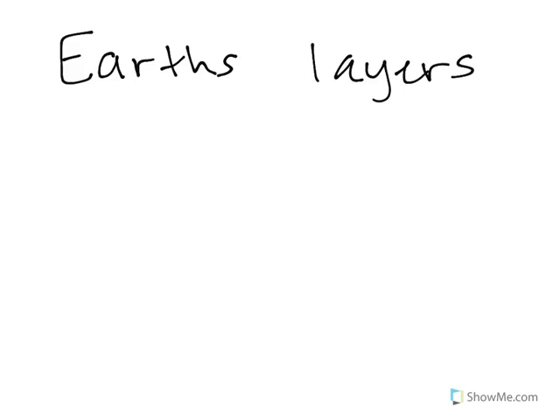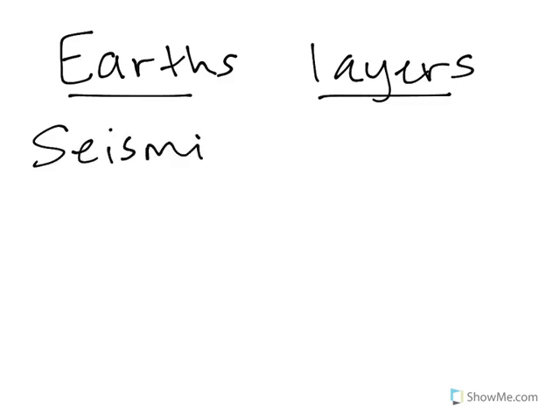So I want to take a minute to talk about how the Earth's layers are defined, because I believe this is actually a really important idea. As you read, the Earth's layers are going to be defined by seismic. So what is seismic? Well, seismic are the waves that are generated during an earthquake.